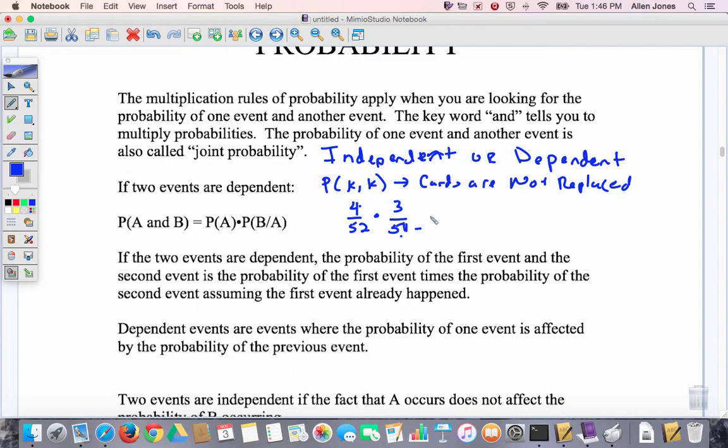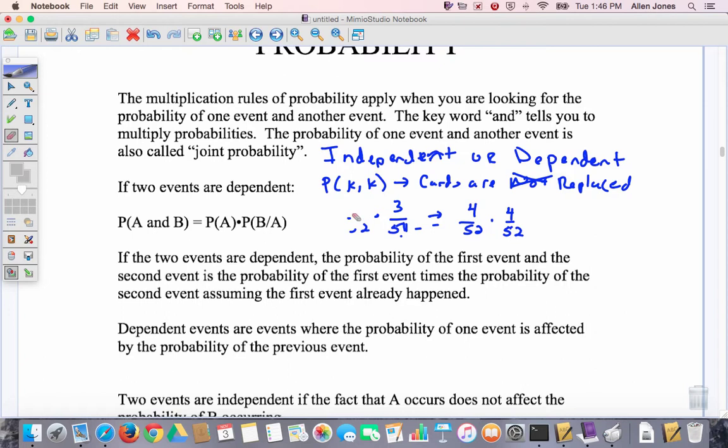If those 2 events were independent, then our cards would be replaced. So our probability of drawing a king would be 4 out of 52. Once we drew that card, we put it back in, so there's still 4 kings left and 52 total cards. So our probability from one event to the next does not change, whereas with dependent events, it does change.